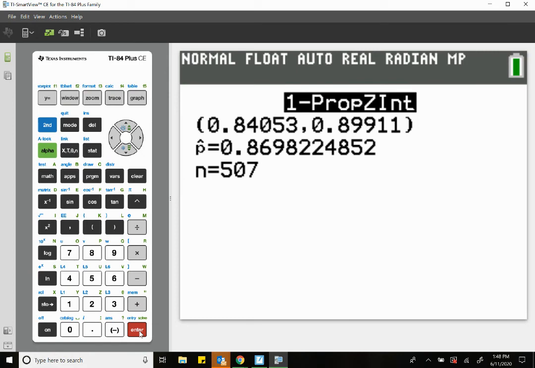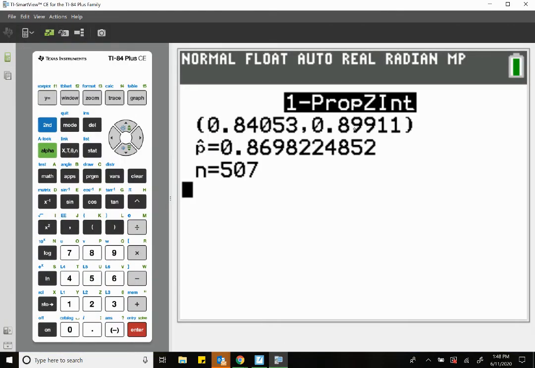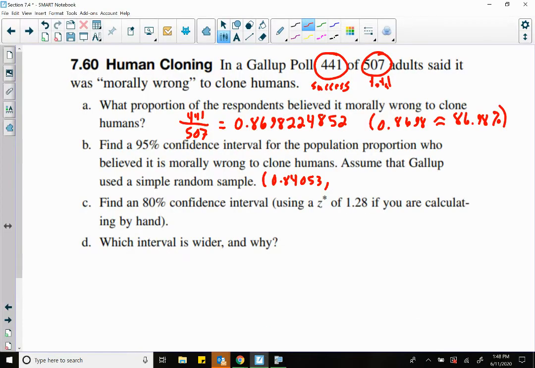So 0.84053, comma, our other one would be 0.89911. All right. So as percentages, those would have been 84.053%, comma, 89.911%. Okay?